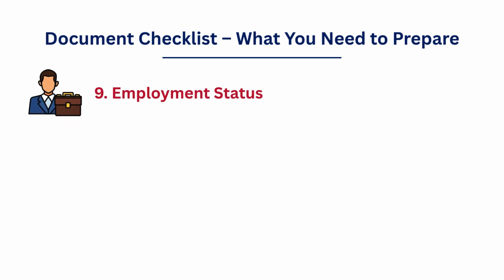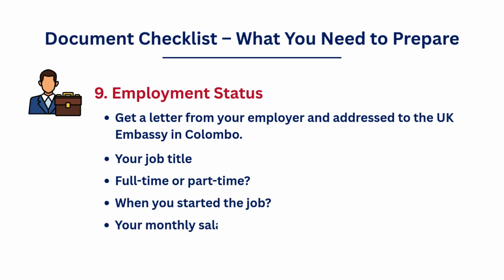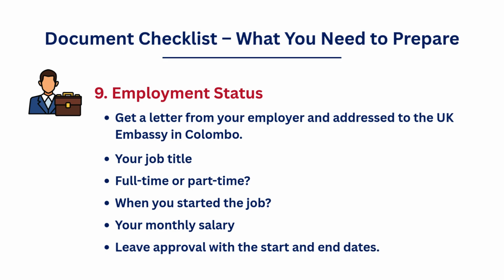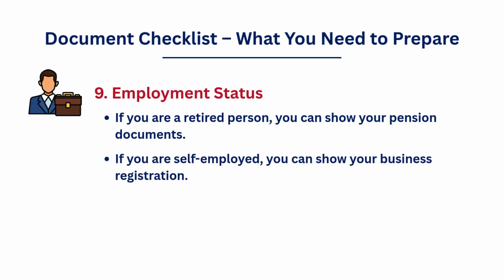Next, employment status. If you are working now, you can get a letter from your employer. The letter should be addressed to the UK Embassy in Colombo. It should include your job title, whether you work full-time or part-time, when you started the job, your monthly salary, and leave approval with the start and end dates of your leave. If you are a retired person, you can show your pension documents. If you are self-employed, you can show your business registration.